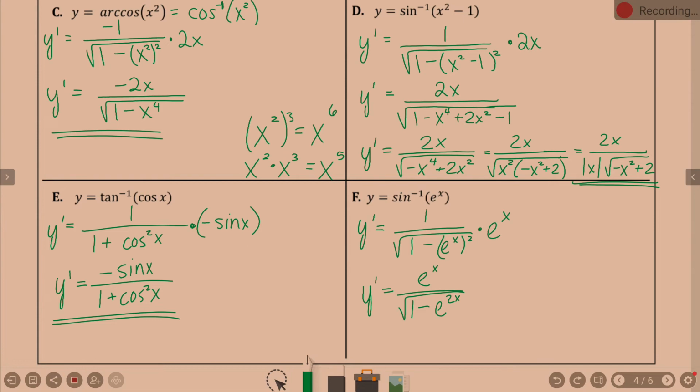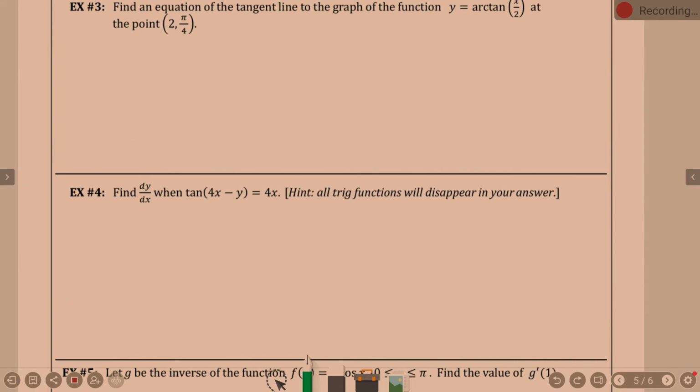Are we getting a good algebra review today while we're at it? Okay. Ready? Example 3. Surprise, surprise here. Find an equation of the tangent line to the graph of the function y equals arctan of x over 2 at the point 2 comma pi over 4.